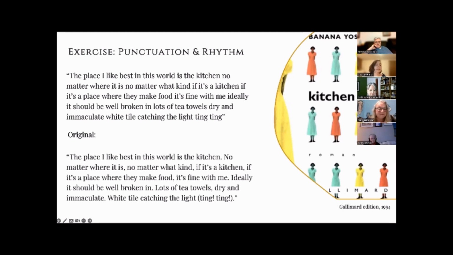The place I like best in this world is the kitchen. No matter where it is, no matter what kind, if it's a kitchen, if it's a place where they make food with me. Ideally, it should be well broken in. Lots of tea towels, dry and immaculate. White tile catching the light.